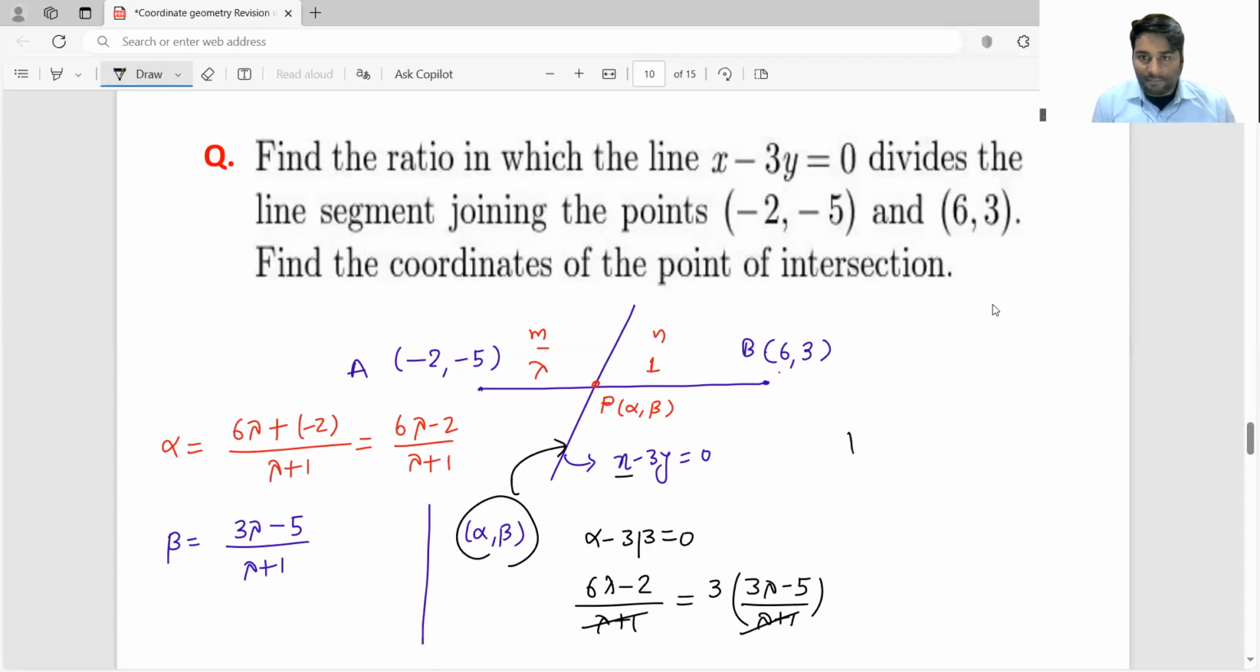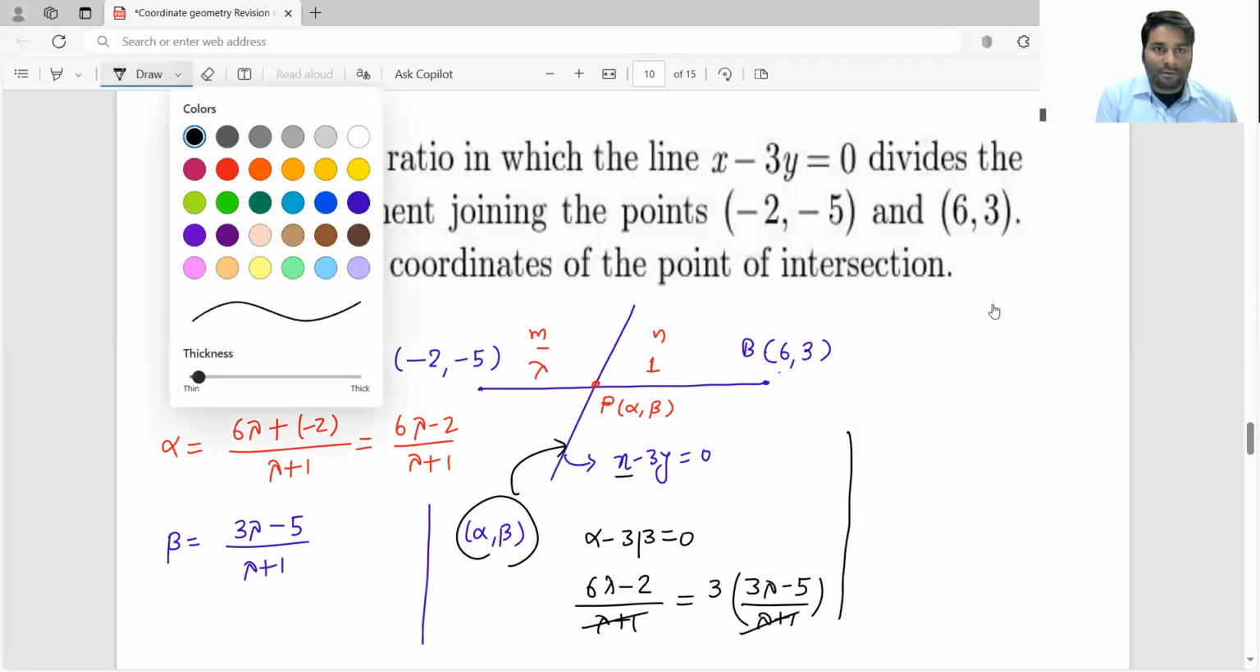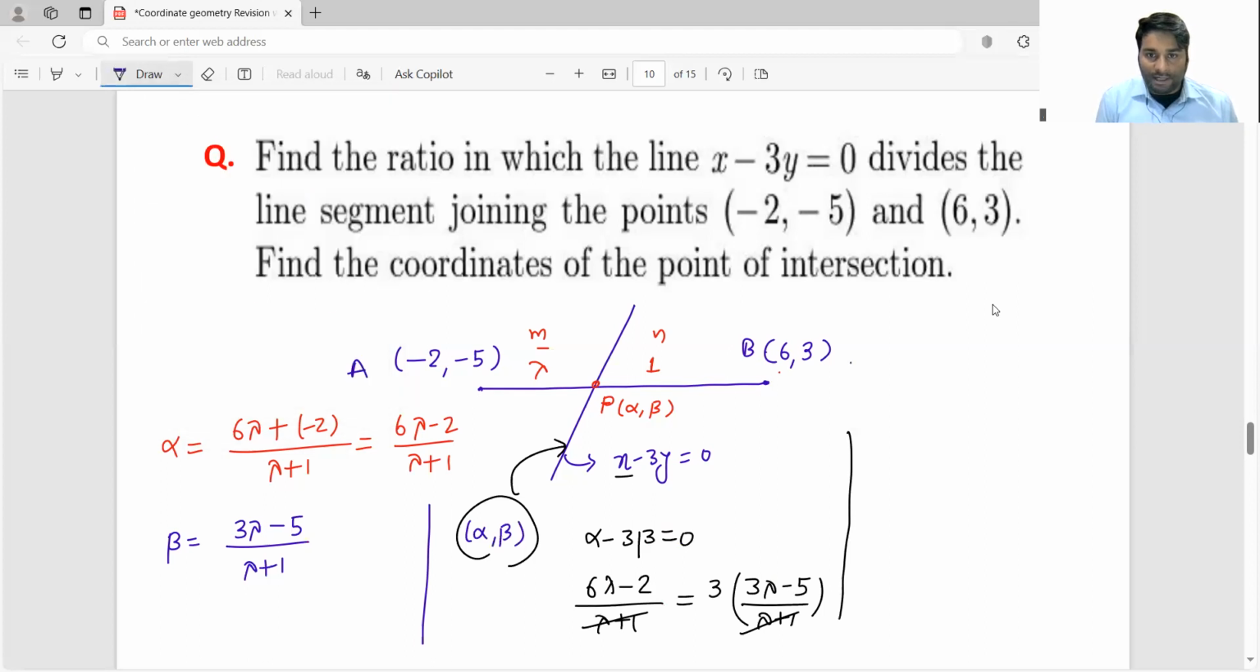So finally we have 6 lambda minus 2 is equal to 9 lambda minus 15. So 9 lambda minus 6 lambda is equal to 15 minus 2. So from here, 3 lambda is equal to 13. So lambda is equal to 13 by 3, right? So here lambda is 13 by 3.